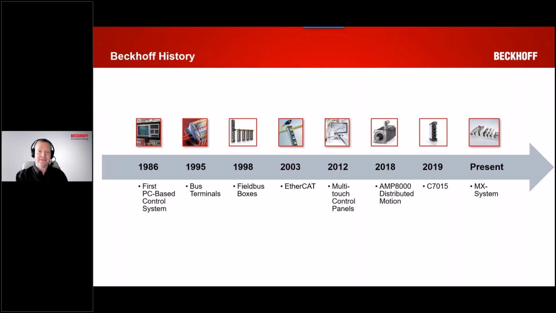And more recently, adding in our distributed motion with the AMP 8000, so moving those servo drives, which is one of the biggest things that are inside of a cabinet, especially from a heat standpoint. Moving those outside of a cabinet, and even so far as moving the PC itself. In 2019, we announced the C7015 PC that's able to be moved outside of the cabinet. So all of these things have been leading up to our present day, which is the MX system.